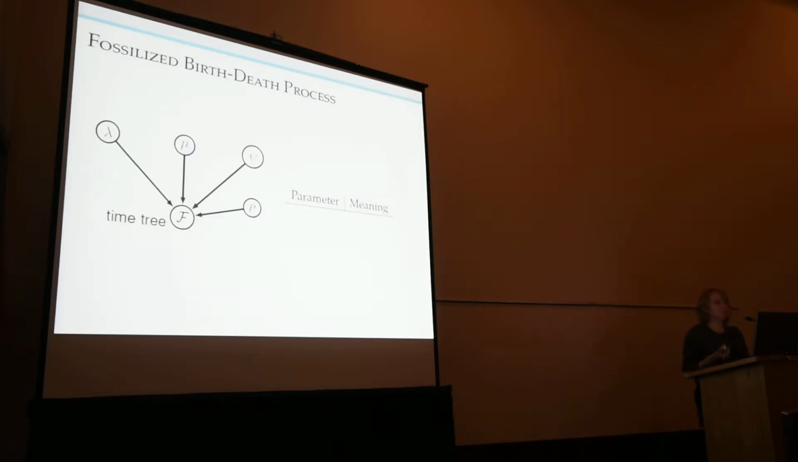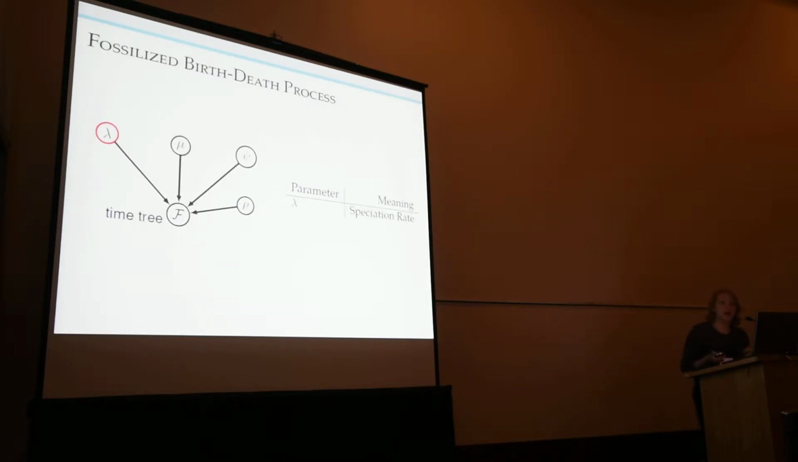And so I want to walk us through the different model parameters that are in the fossilized birth death. So over here is a graphical model representation of the fossilized birth death process. In the middle here we have a time tree, which is what we're trying to estimate. And we have our 4 parameters that we are using to estimate that time tree. And you'll notice that these are in solid black circles. That means that these are parameters that we are estimating the value of.